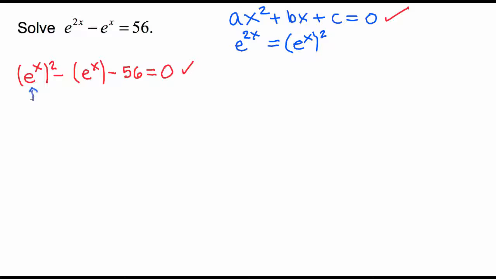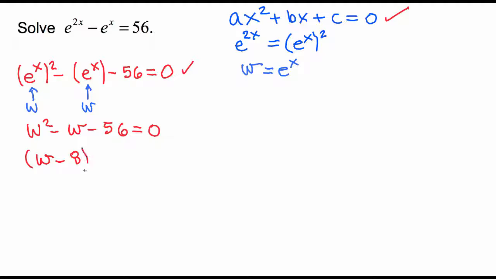I'm going to go ahead and place a w here and a w here. So I'm going to let w equal e to the x. This then gives me w squared minus w minus 56 equals 0. And I'm just going to factor it. Numbers to multiply to negative 56 and add to negative 1. This would be w minus 8 times w plus 7 equals 0.